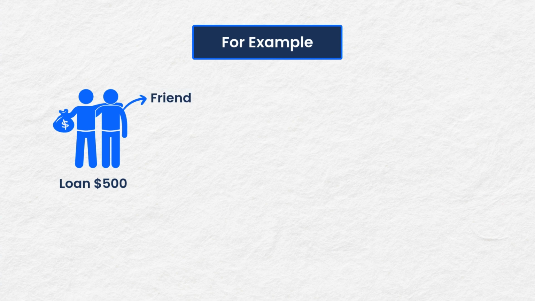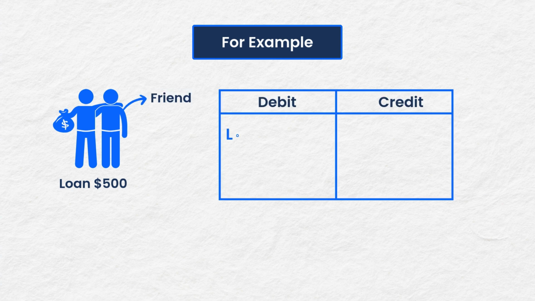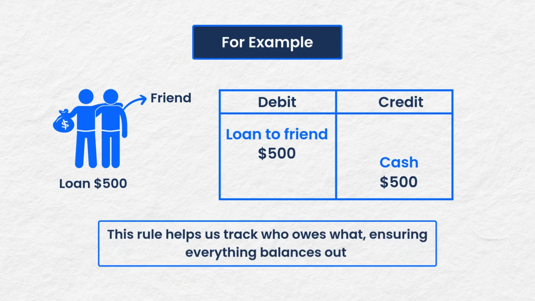Let's take an example. Imagine you loan $500 to a friend. Your friend is receiving the money, so you debit loan to friend because they are receiving the benefit. You then credit cash because you're the one giving the money. This helps us track who owes what and ensures everything balances out.